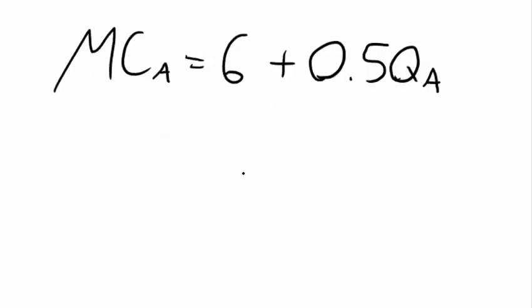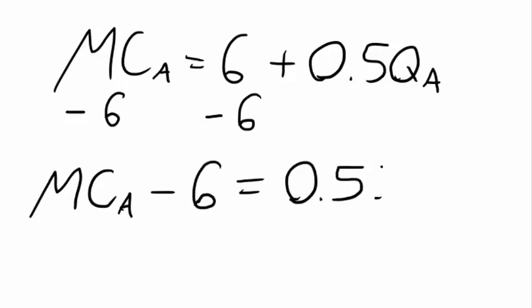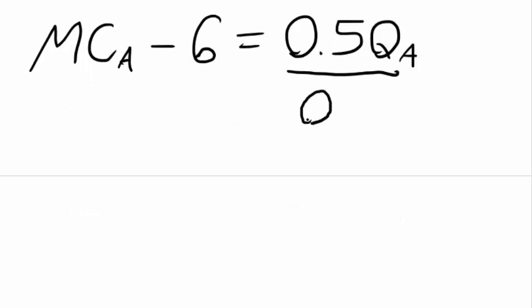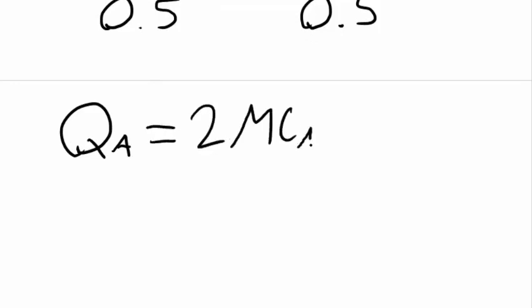So first things first, we want to solve for Q in our marginal cost function. So what we would do is we would subtract 6 from both sides and get marginal cost of A minus 6 equals 0.5 QA. And then we would divide both sides by 0.5, which is just like multiplying both sides by 2. And we get QA equals 2 marginal cost of A minus 12.